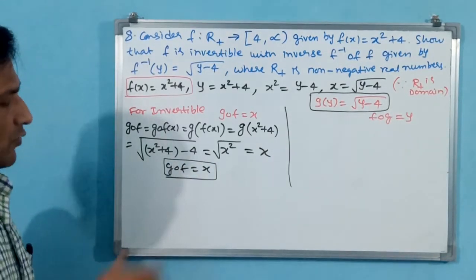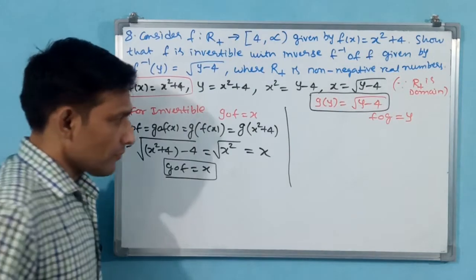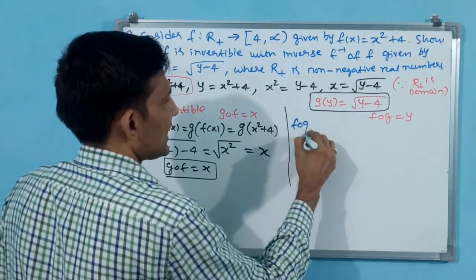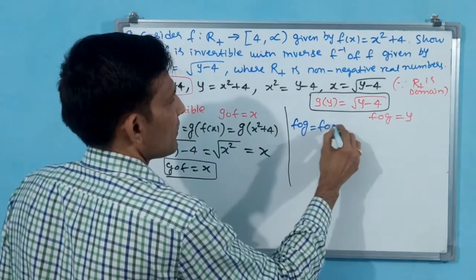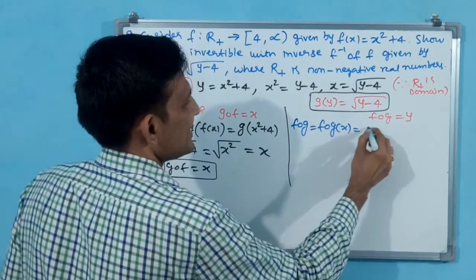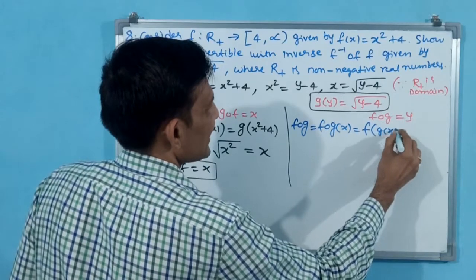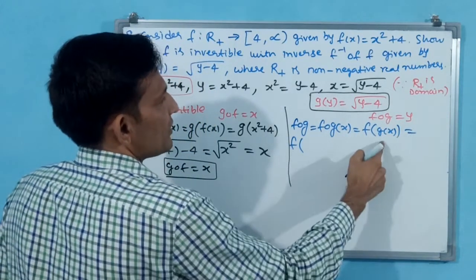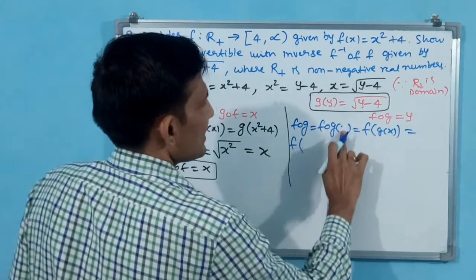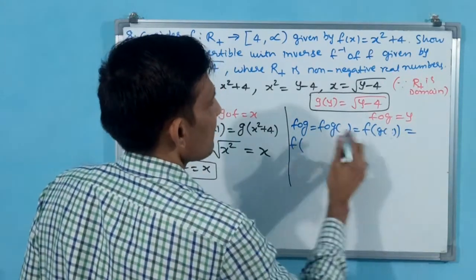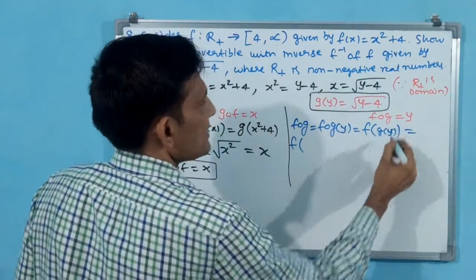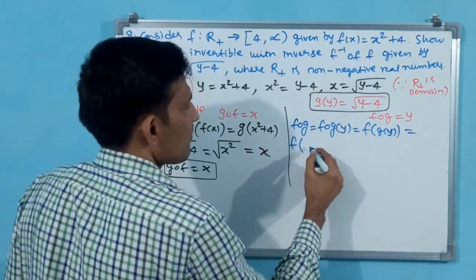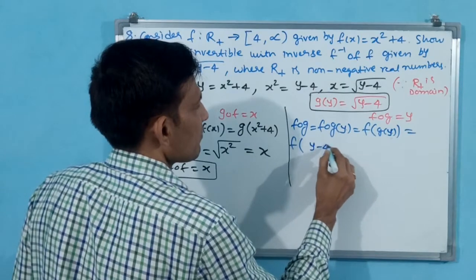Now come to this side. FOG is equal to F of G of y. Sorry, Gy. You write Gy. What is Gy? Square root of y minus 4.